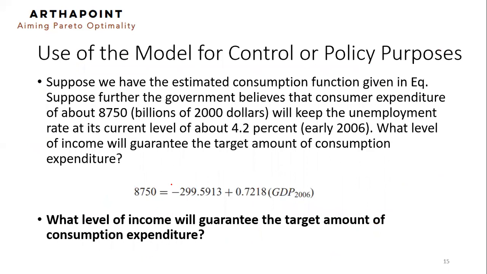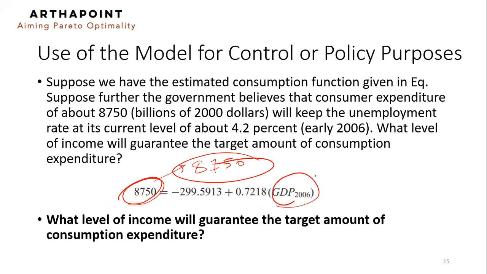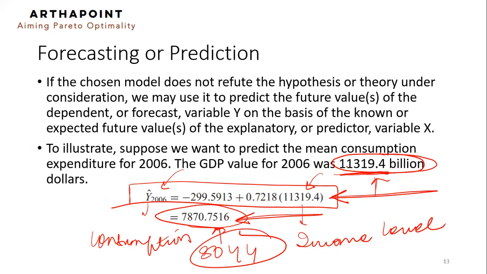Use of model for control or policy purpose. Once I have built this model, what is the question that the government has in hand? Now, the government wants to hold a consumption at some level. The government says that at any cost I want my consumption to be 8750. What level of GDP will ensure me that I get that consumption? So I'm using the model that I built here to go the other way around and use it for policy.